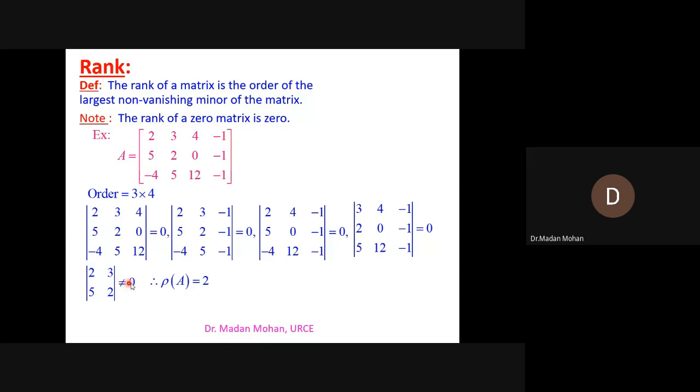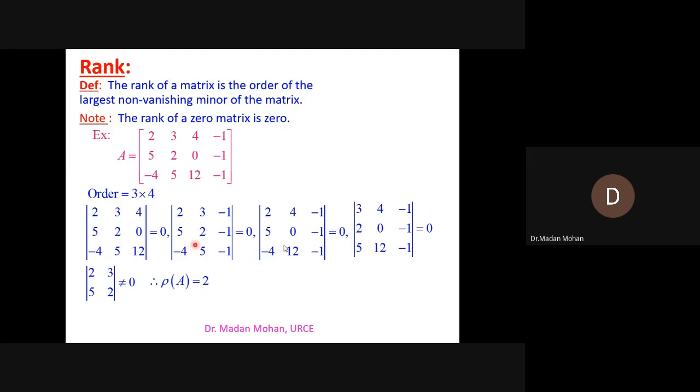Suppose if it is 0, what do I do? I will take another 2 cross 2. If it is also 0, I will take another 2 cross 2. If that is also 0, I will take another 2 cross 2. Like this, I proceed till I get a non-vanished minor. If all 2 cross 2 are zeros, then I should come down to 1 cross 1, meaning just 2, 3 like that. This is the procedure.